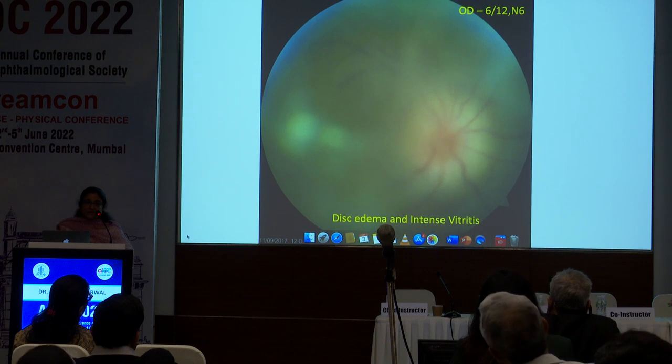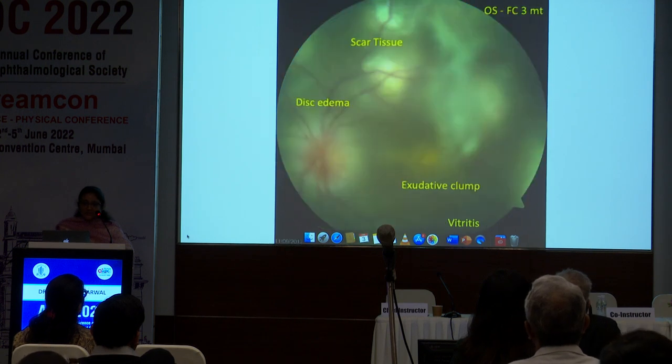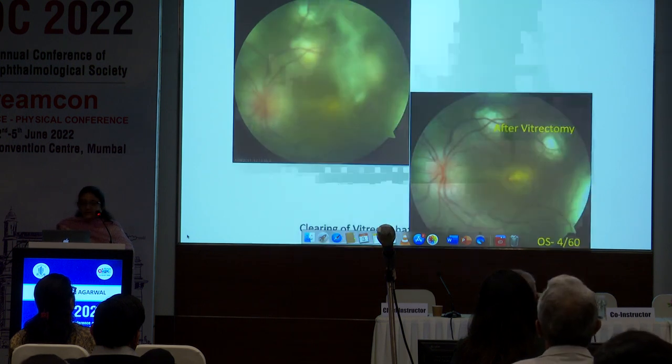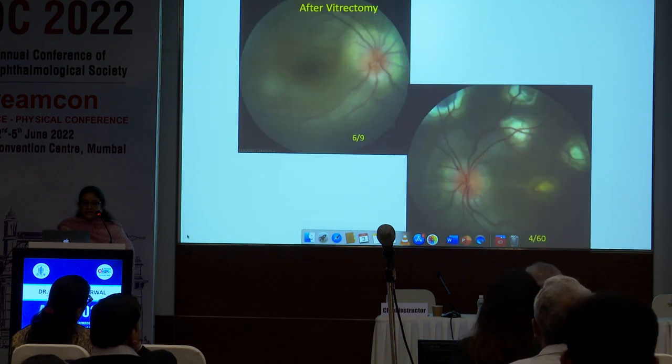And this is how the right eye fundus looked. You had a hyperemic disc, very hazy media with the details of the fundus barely visible. An intense vitritis was present, and this is how the left eye appeared. Again, a very hyperemic swollen disc. You had these yellowish lesions underneath the blood vessels with extensive vitritis. And so this is how the fundus of both the eyes appeared.